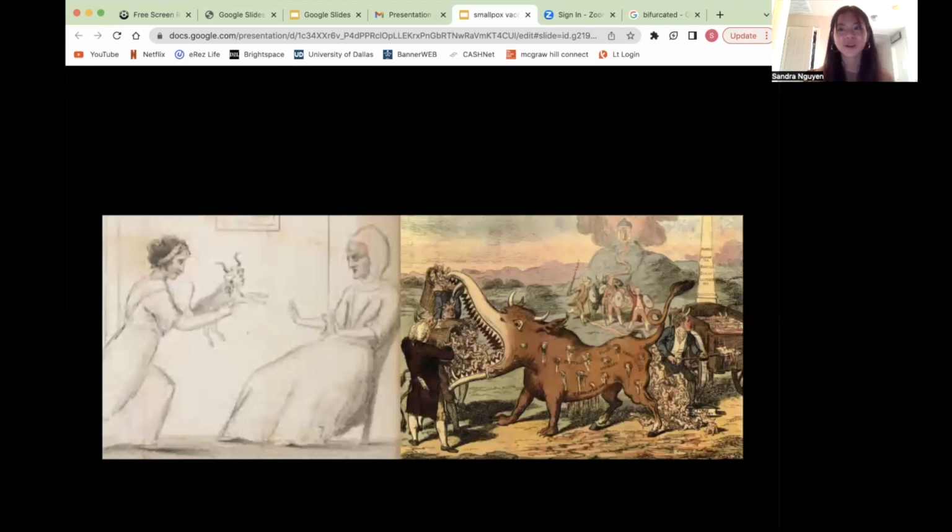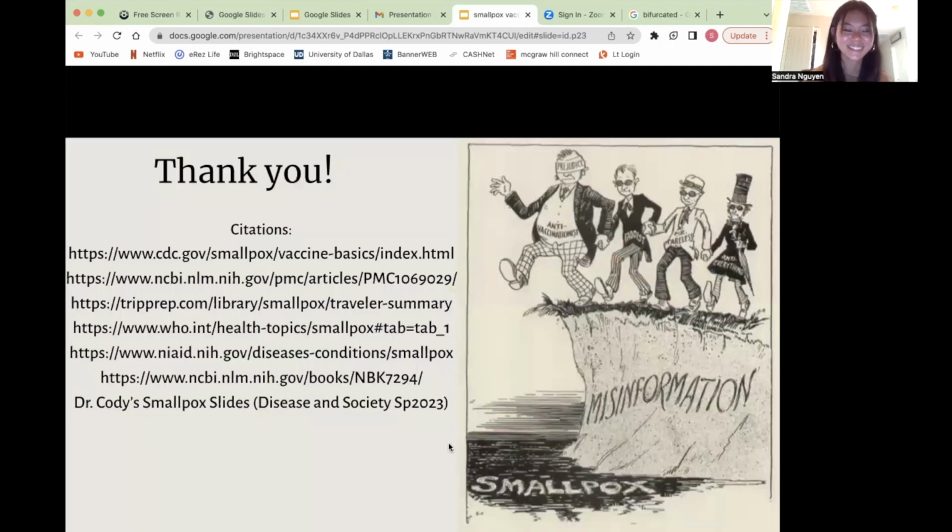And here is some more anti-vax smallpox propaganda that I thought was amusing, where this lady is like, no, I don't want it. That's not my child anymore, but it's a cow. And then here they're feeding babies to a cow with cowpox and it's coming out of its butt. Okay, thanks.